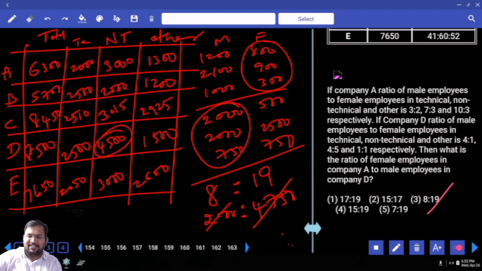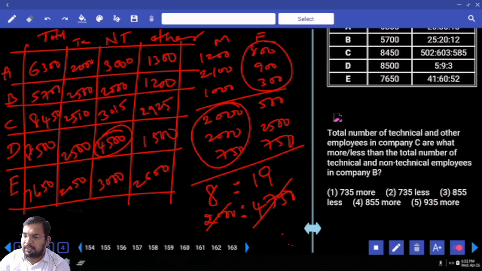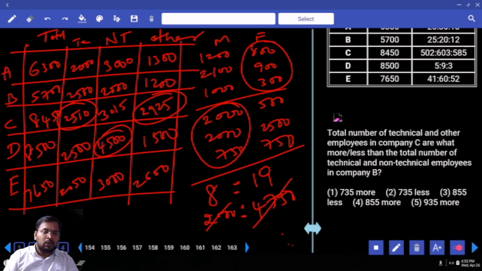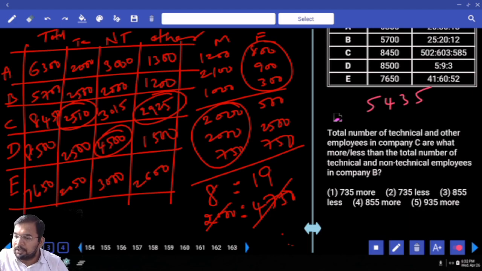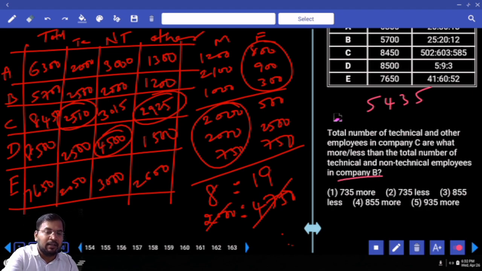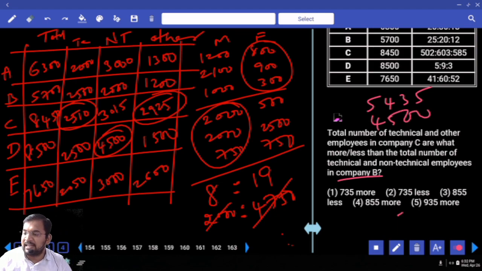Are you ready? Next question. Total number of technical and other employees in company C. Technical and other employees together, na: 2500 plus 2900 is 5400. 5435. Next, are more or less than the total number of technical and non-technical employees in company B. Company B, 4000. Difference is 935 more, na.